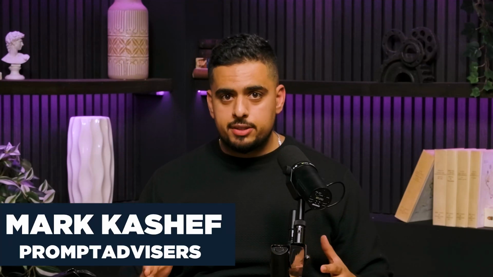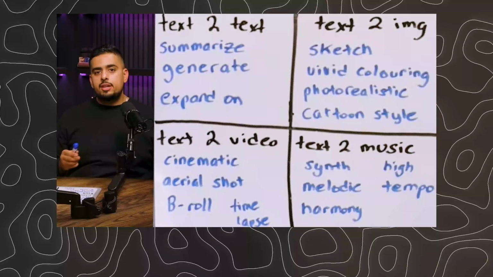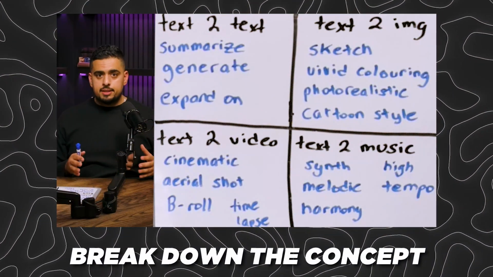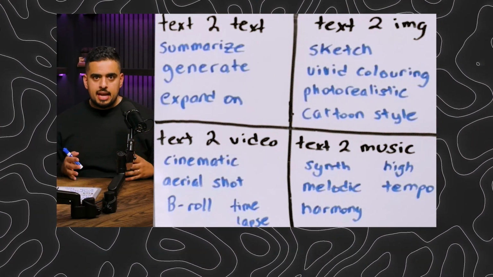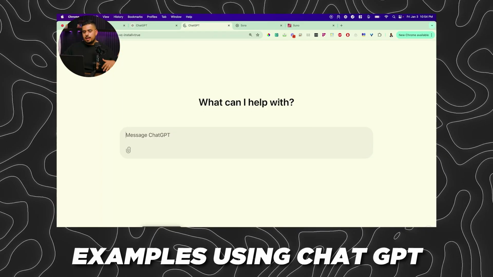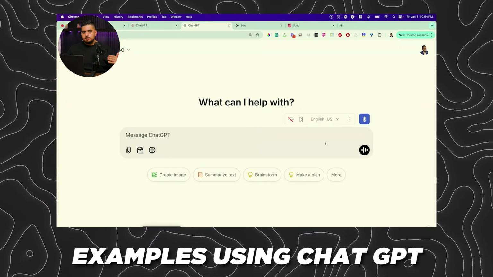If we haven't met before, my name is Mark Kashif and I run my own AI automation agency called Prompt Advisors. For the past 2 years, we work with clients in every industry to better understand where to position AI solutions best in their workflows. I have over 10 years of experience in data science and machine learning, and I used natural language processing before it was cool. So without further ado, I'm gonna walk through the concept on a whiteboard to break it down step by step, and then we'll dive into some tactical examples using ChatGPT and a few other tools to really drive the point home. You ready to learn?